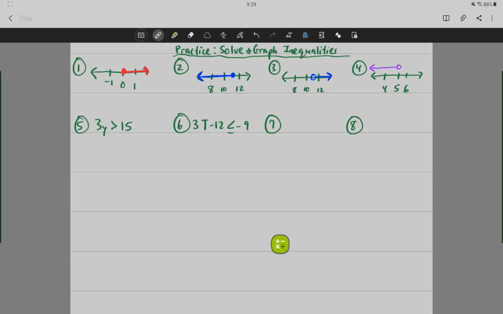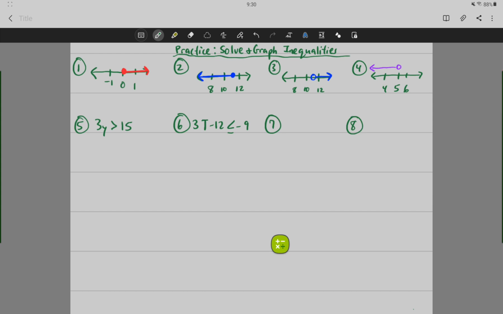Welcome to the practice solving graph inequalities. Okay, number one, we have to write an inequality to represent this graph below. We look at number one, we see that it has a closed circle and it's going to the right.